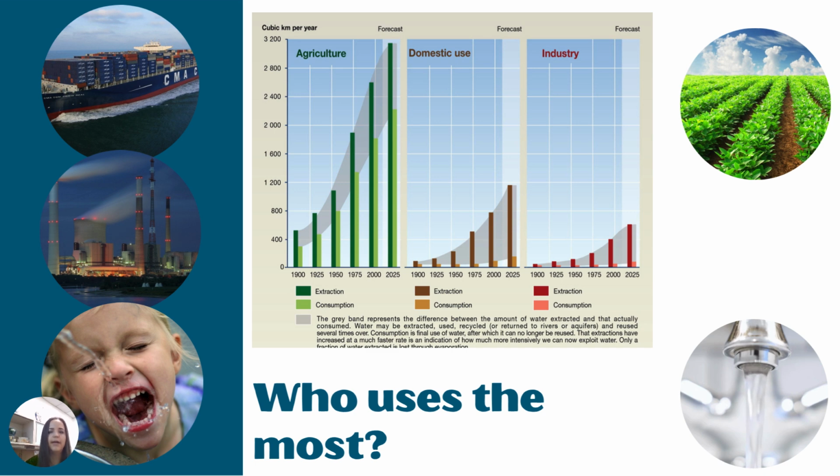All right, so like I said, the most is used by agriculture. So here's that just a little bit bigger for you. It shows you the extraction versus consumption, which is a little bit frustrating, right? We definitely, in all categories, are extracting more than we're consuming. That is a problem, and we'll talk about soon with groundwater why that's such a big problem.